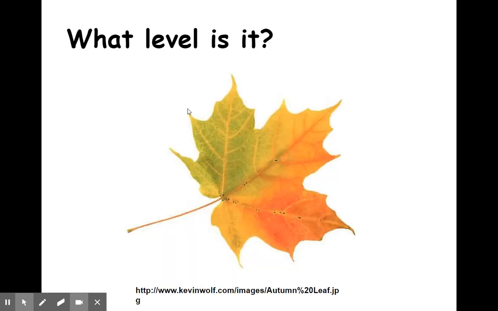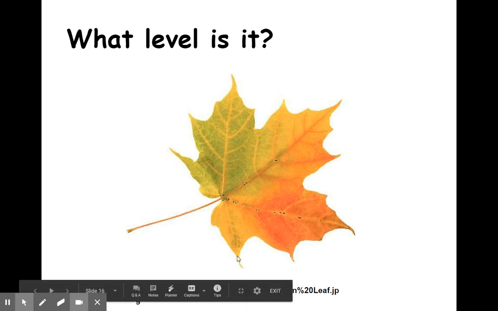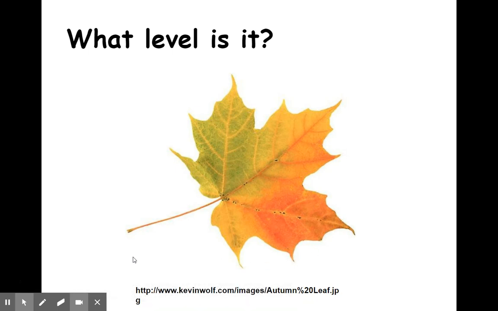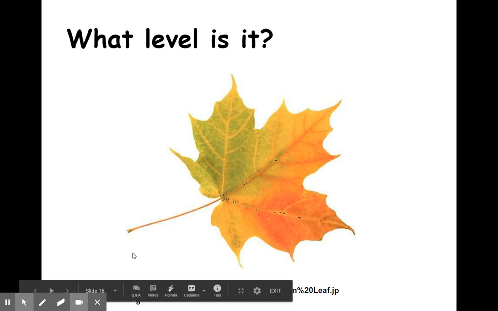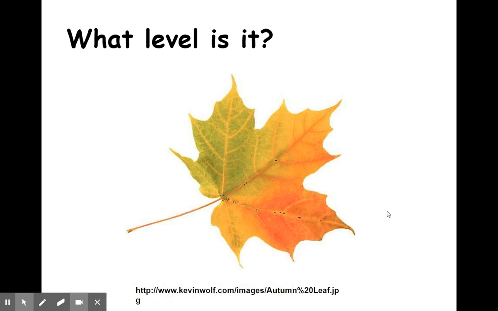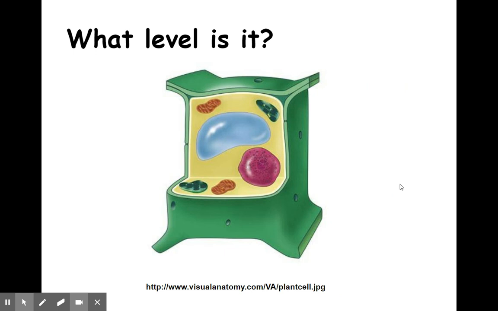A leaf, so we know it's plant, but what level? Cell, tissue, organ system, or organism? Well, this isn't the whole organism, it would be the whole plant. Or if it was an organ system, it would be the whole complete top or the whole complete bottom portion of the plant. Is it an organ? Yes, a leaf is an organ. So when you pick a leaf from a plant, you're picking an organ off of a plant. Leave those organs alone. They need to photosynthesize.